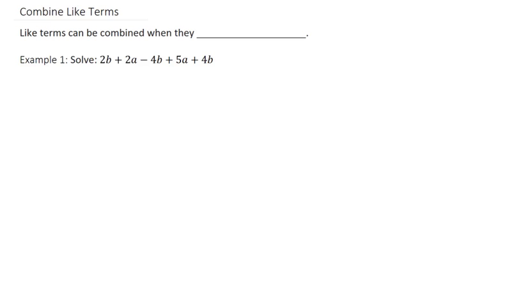Combine like terms. Like terms can be combined when they are the same. So let's look at an example 1 to see what this means. Solve for the following. We have 2b plus 2a minus 4b plus 5a plus 4b.